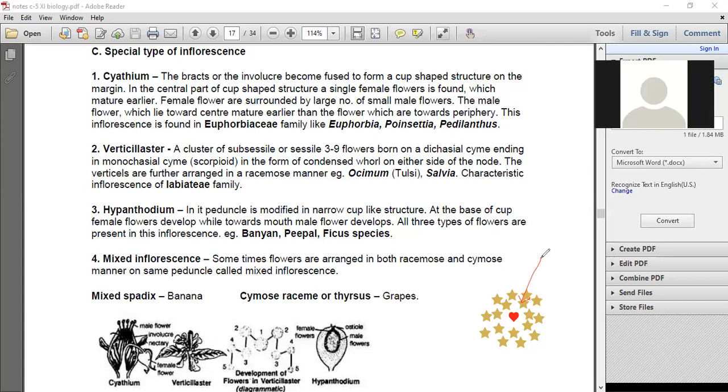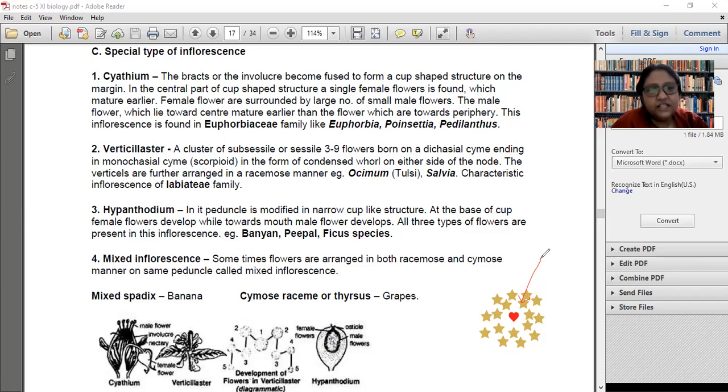Okay ma'am. So what is the speciality of this structure? It starts with the sessile flowers of dichasial sign and then ends as a monochasial sign, and next they will have the racemose manner. So it is a perfect combination of cymose and racemose. Okay, so that is the specification of verticillaster type of inflorescence.